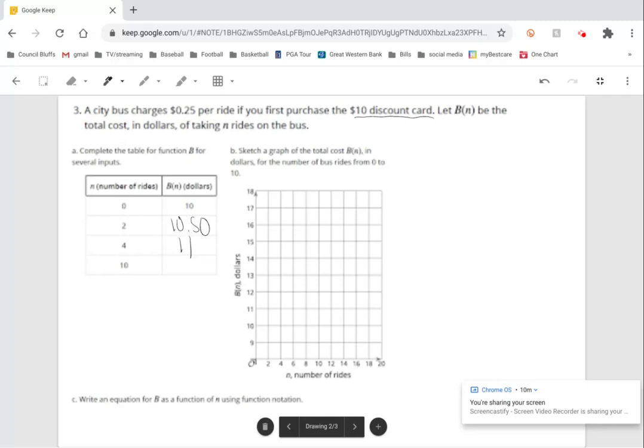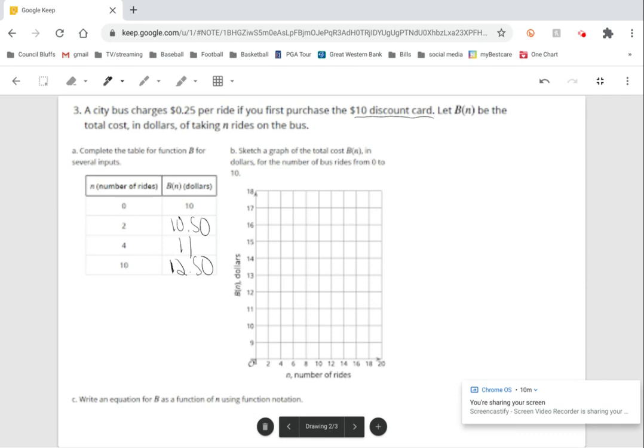And lastly, if I've taken 10 rides, so 25 cents times 10 rides, use a calculator if you need to, but 25 cents times 10 rides is $2.50. So I'm paying $10 plus the extra $2.50 for a total of $12.50.